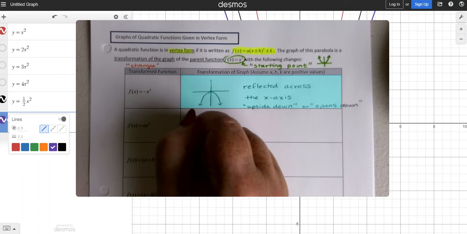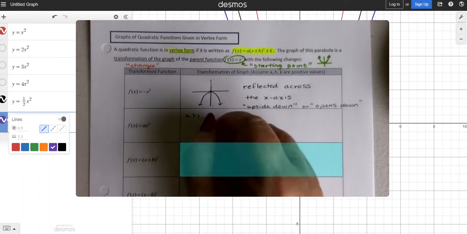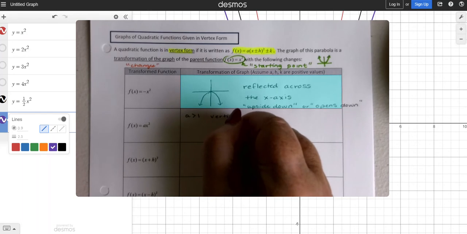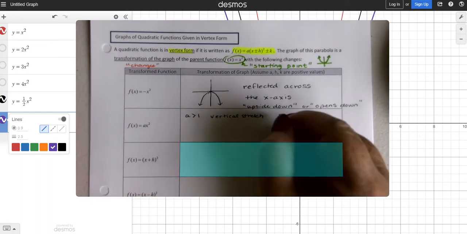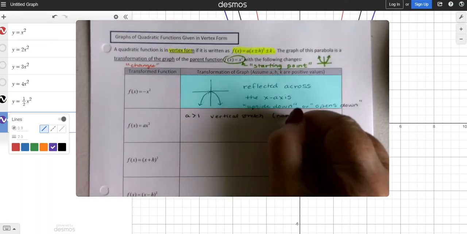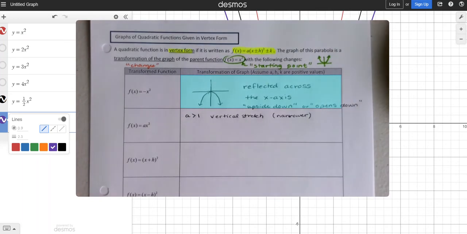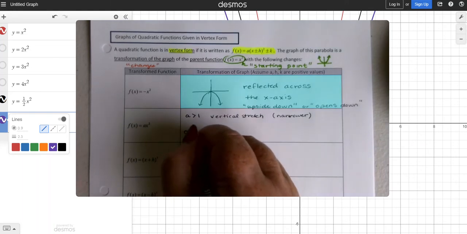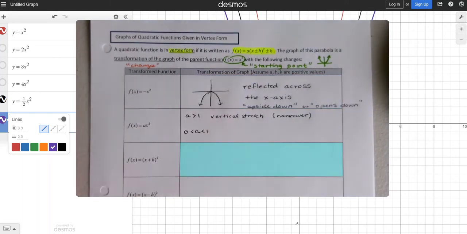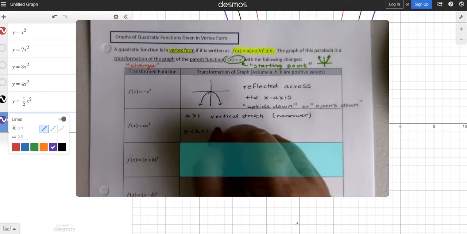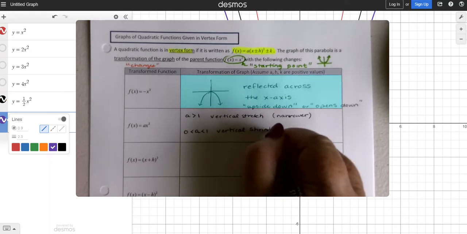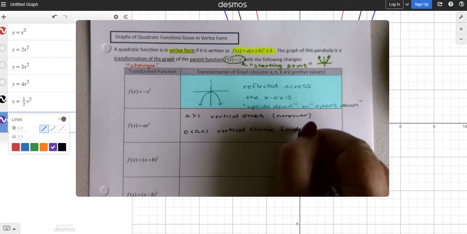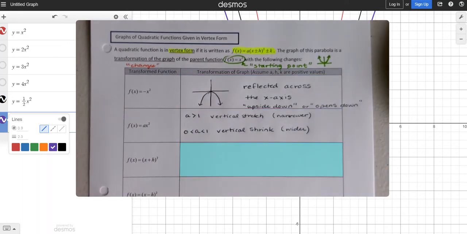If a is bigger than 1, we get a vertical stretch. Essentially, our parabola gets narrower as that graph is stretched in the vertical direction. And assuming a is still bigger than 0, if a is less than 1, like my 1/2 and my 1/3, we're going to shrink it in the vertical direction. It looks wider because all the y values have come down a bit.